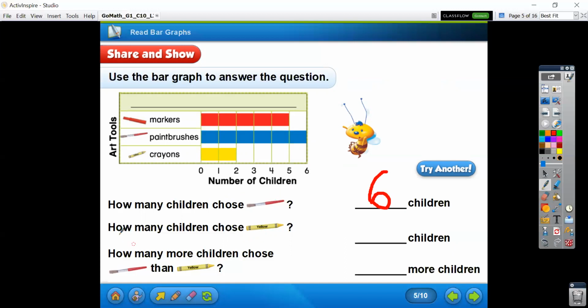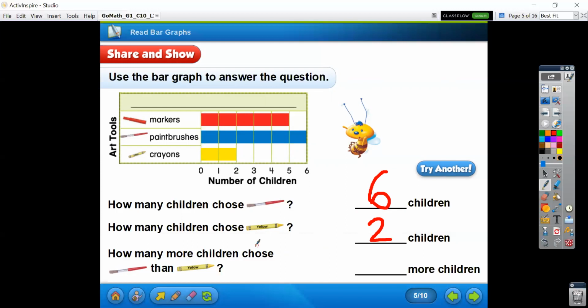Now, how many children chose a crayon? Again, we go back up and take a look at the crayons. Take your finger, slide it across to the end, and go down to the number. Notice we don't even have to count this. If I wanted to, I could: I've got one space here and another space here, so I know that's a 2. If we go to the end of the bar and straight down, we have 2 children there.